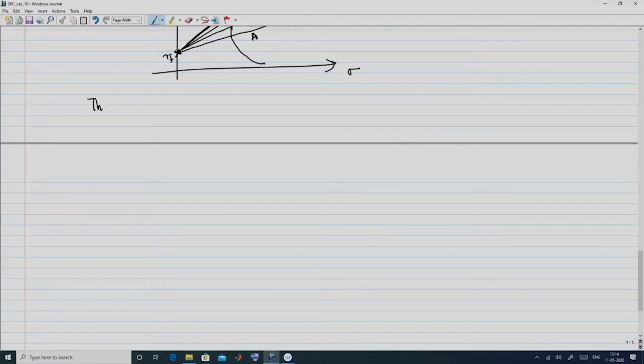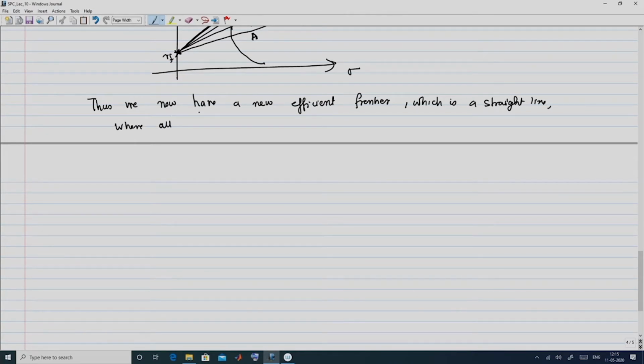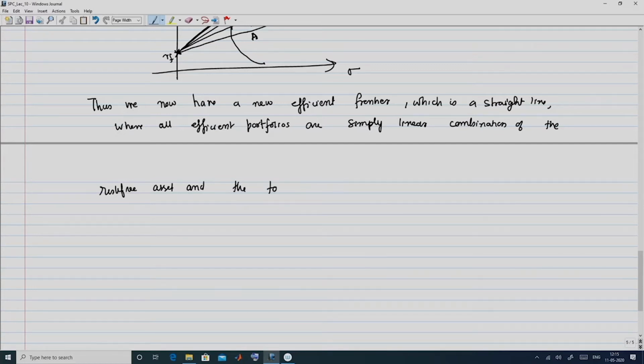So, we can write now, thus we now have a new efficient frontier, namely this straight line, and all efficient portfolios, that means portfolios which lie on the efficient frontier, are simply a linear combination of the risk free asset and the tangency portfolio M.